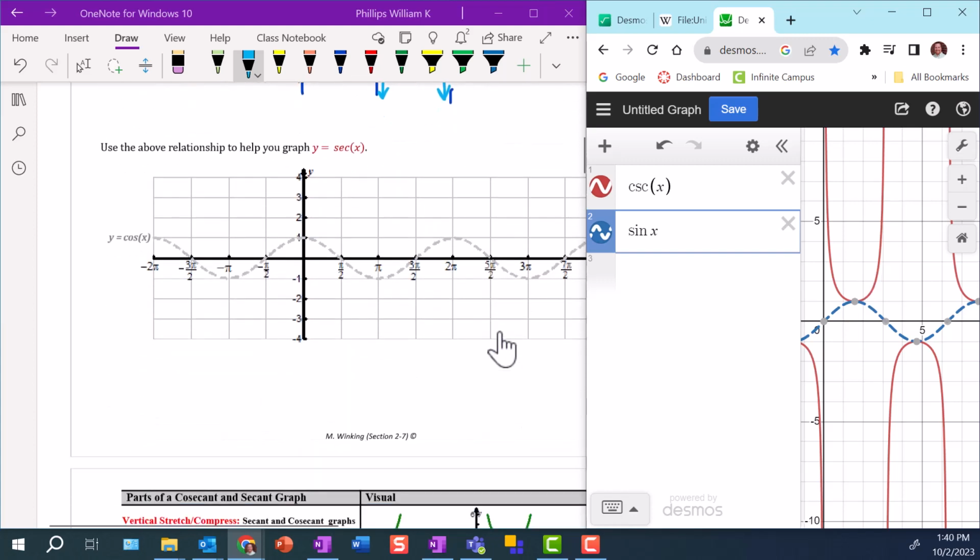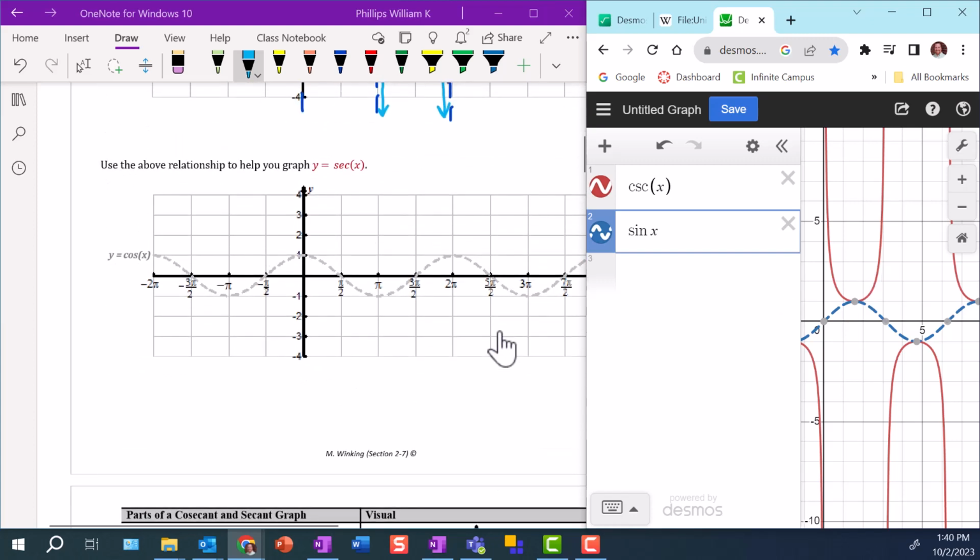Now, the process is the exact same for secant, except the only difference is with secant, you're working with a cosine graph. So I'll give you a minute. You already have these notes. You can pause and you can try this one, but you'll notice the exact same occurrence. Everywhere cosine crosses the x-axis, you have an asymptote, and then everywhere cosine is positive, the graph is going to open up, and everywhere cosine is negative, the graph will open down for the reciprocal function.